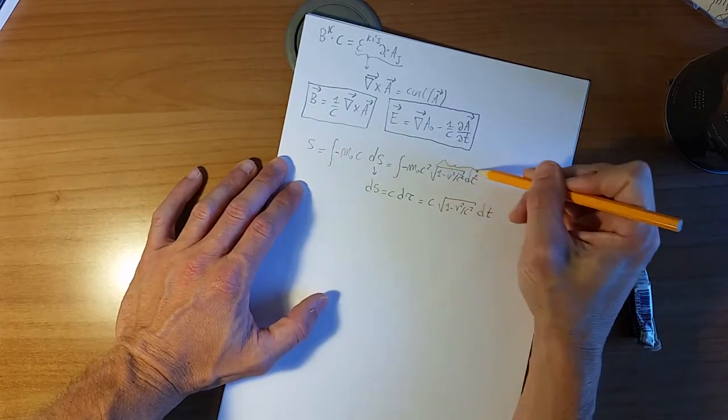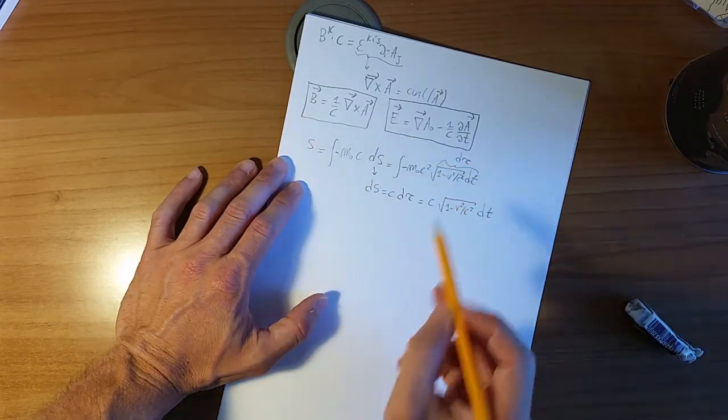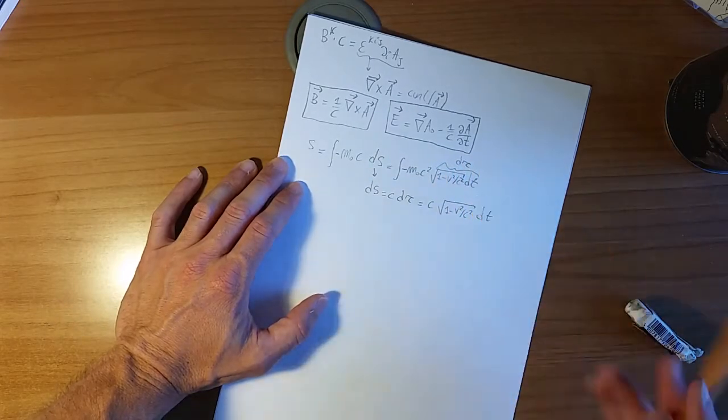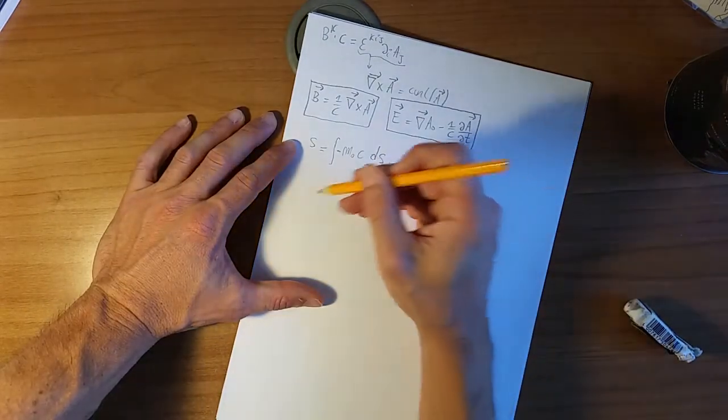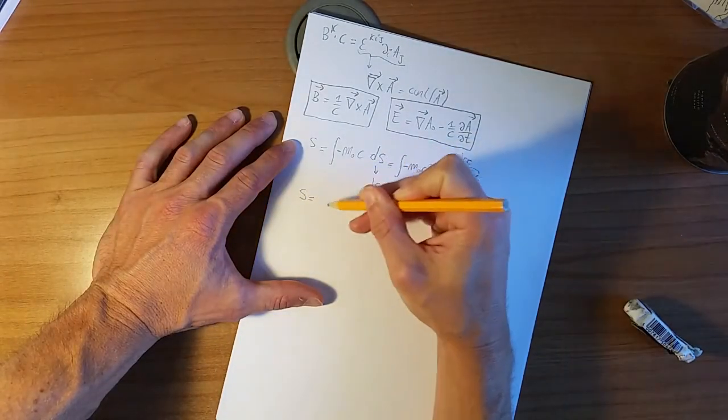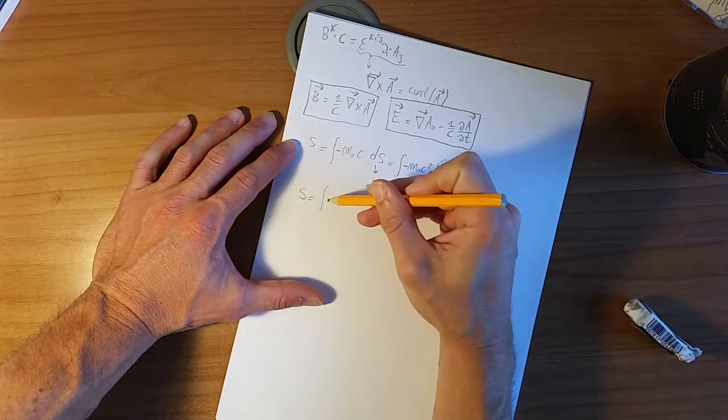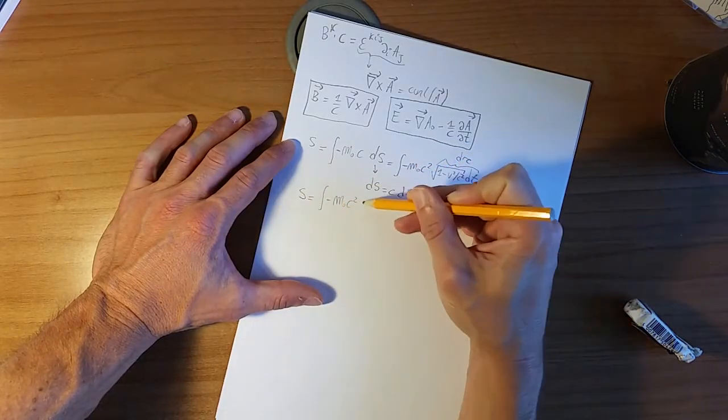Or this thing here is just d tau. I can use either d tau or dt. It depends on how I would like to express my equations. So I will use d tau, and if I use d tau, the action of just the free particle is equal to the integral of minus m0 c squared, and then I have d tau.